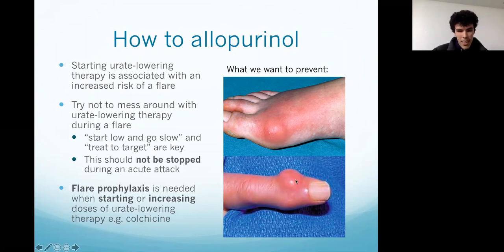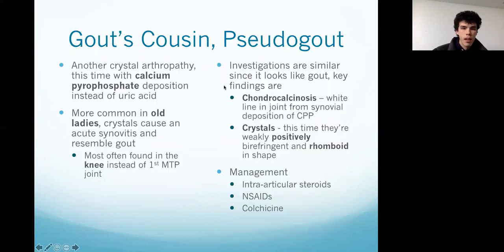This is the stuff you want to prevent. So this is that kind of pearly appearance. It's quite shiny and raised, compared to that kind of dull looking hand we can see in something like osteoarthritis. Oh yeah, the other crystal arthropathy is pseudogout.